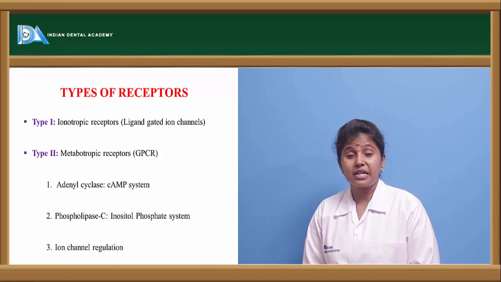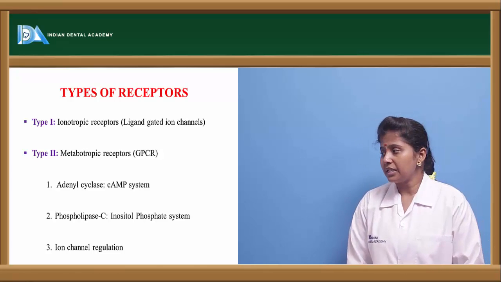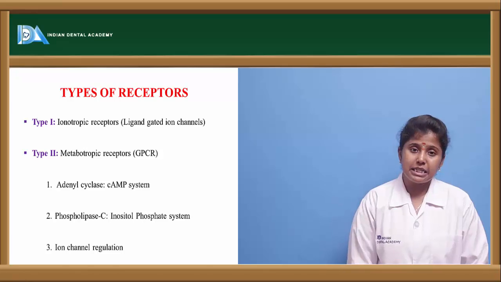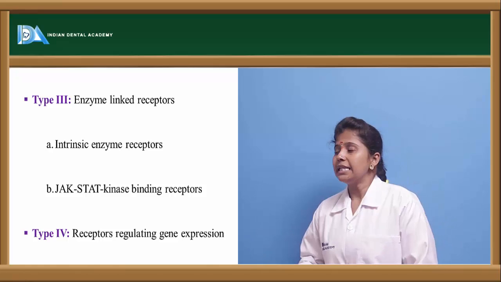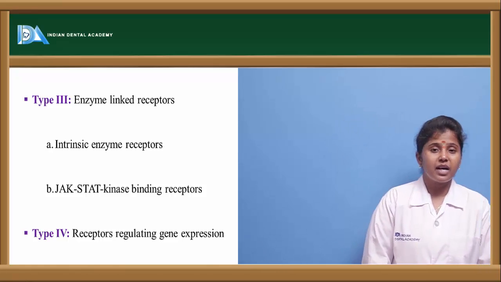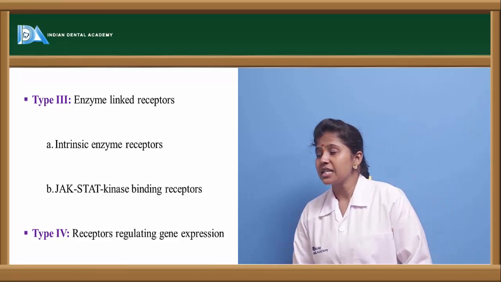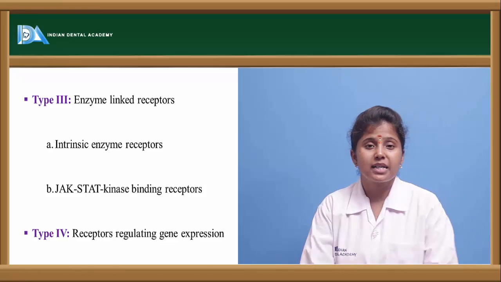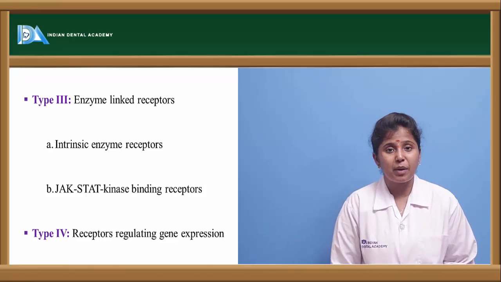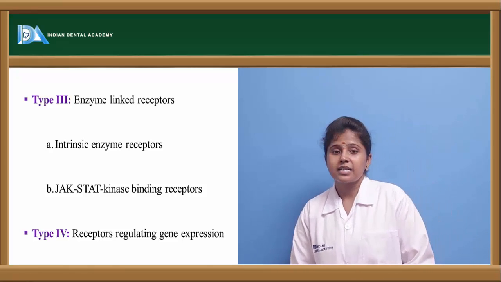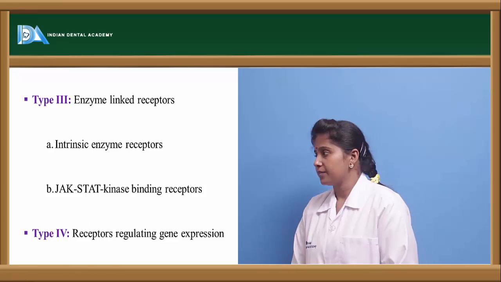So these GPCR receptors act by 3 different mechanisms: the adenylyl cyclase pathway, the IP3, that is inositol triphosphate, or DAG, diacylglycerol pathway, and ion channel regulation. The other type of receptors are enzyme-linked receptors, which follow 2 pathway mechanisms. One is intrinsic enzyme receptors and the other one is the JAK-STAT kinase pathway. JAK-STAT in the sense Janus kinase and STAT kinase pathway. The type 4 receptors are receptors regulating gene expression, which are also called nuclear receptors.